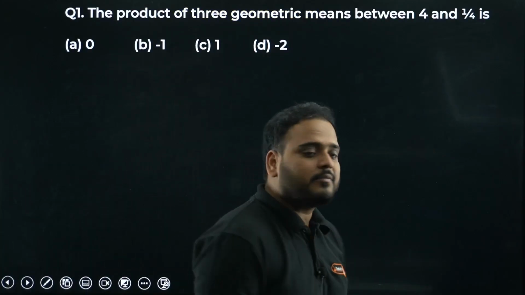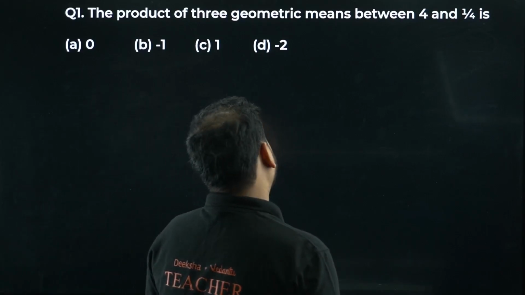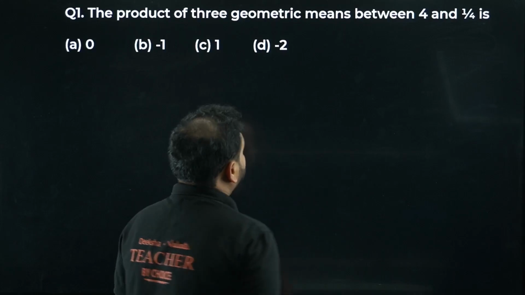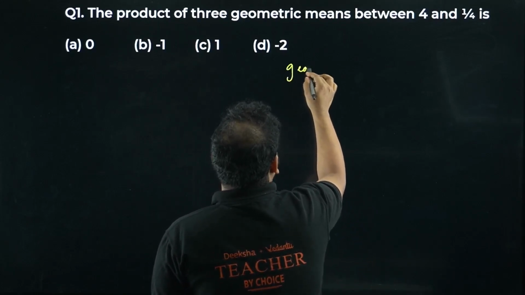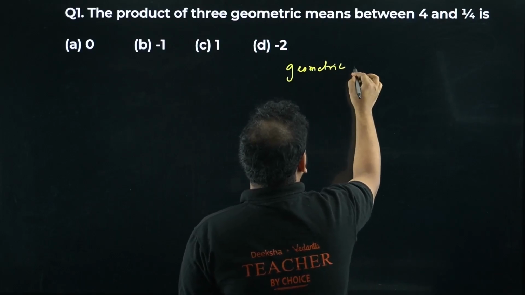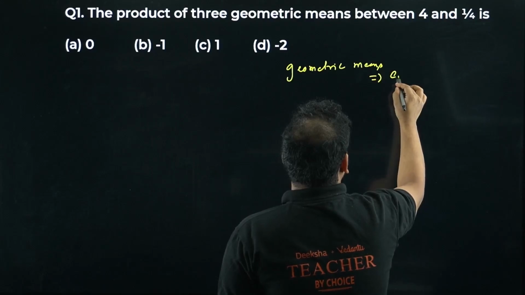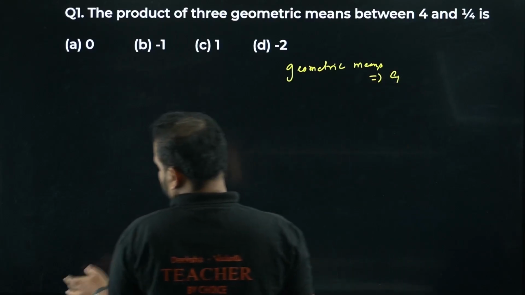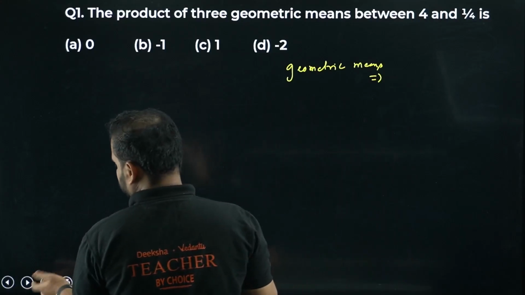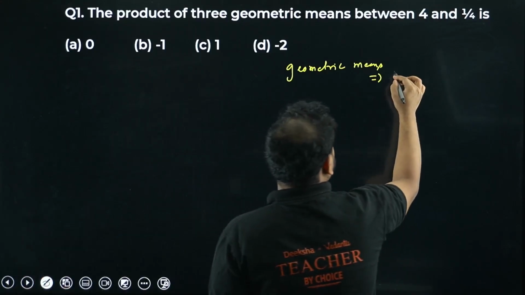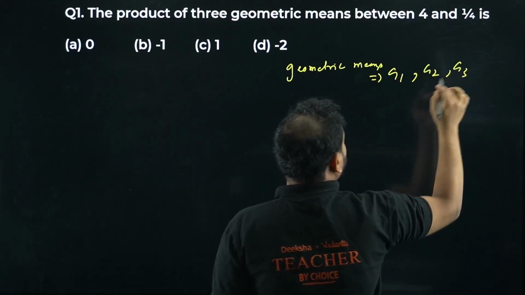Now, let's look at the questions. So, question number 1 we will solve. The product of 3 geometric means between 4 and 1 by 4. Please check. So, let me take the geometric means to be G1, G2 and G3.